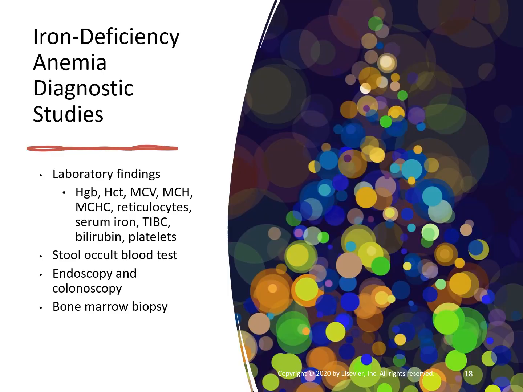So iron deficiency anemia, how do we diagnose it? That lab, that CBC. The CBC gives you the RBC, the WBC, the platelet counts. It gives you the hemoglobin, HGB, hematocrit, HCT, MCV, mean corpuscular volume, MCH, mean corpuscular hemoglobin, and MCHC, reticulocytes, serum iron. So what is the iron level?